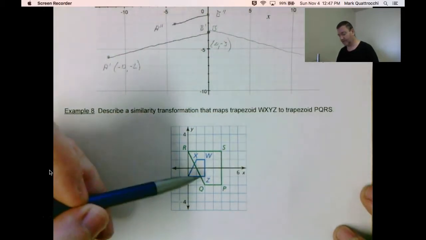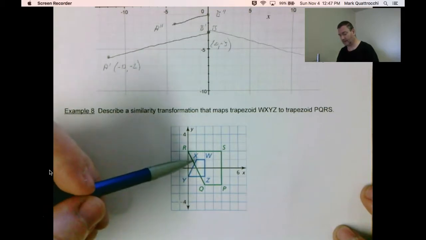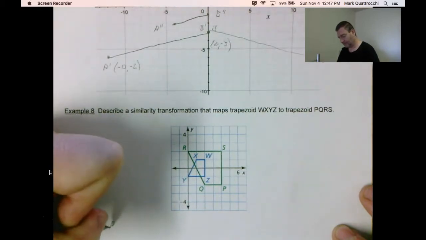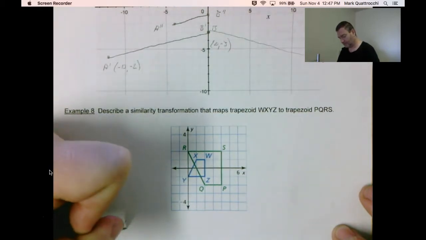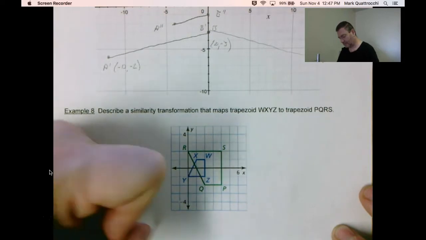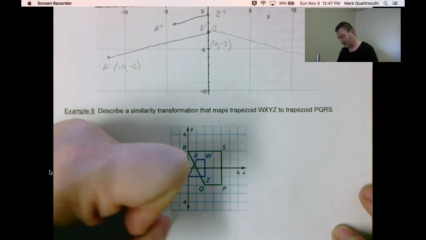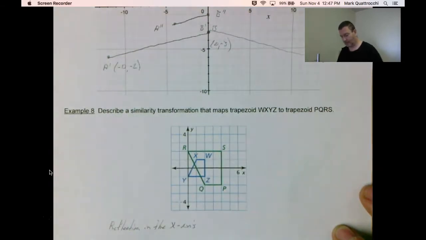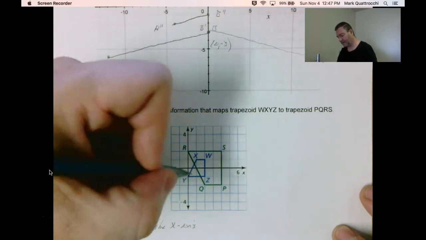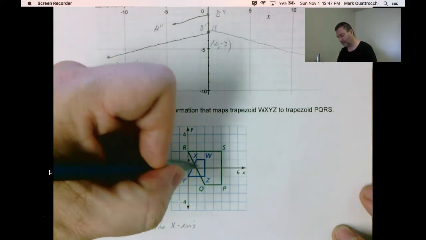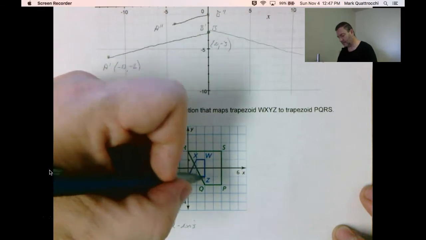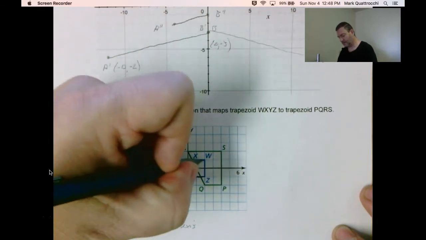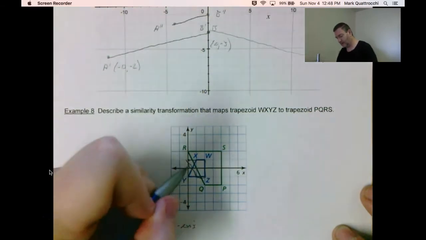Okay, so if I flip WXYZ in the x-axis, so I'm going to do a reflection in the x-axis. And then, once I've done that, here's point Y, W and Z flip, X comes down here. I have this new image.